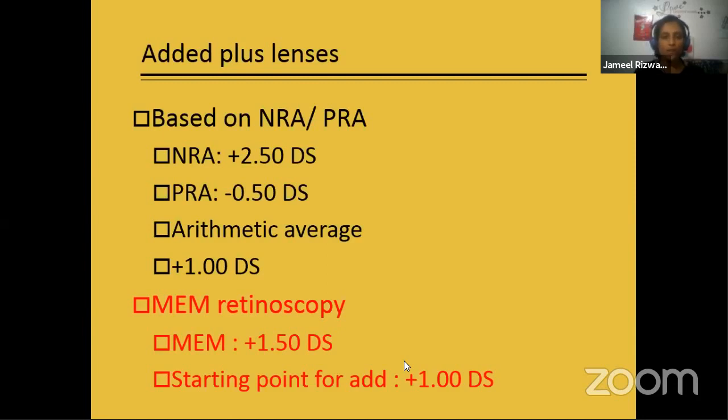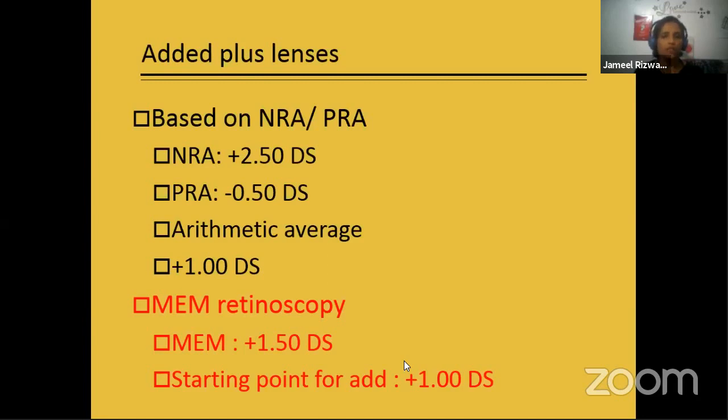There are 2 standard methods. The first is based on your NRA and PRA. As we discussed last time, NRA is your negative relative accommodation, where you put plus lenses in 0.25 diopter steps binocularly. You keep adding plus lenses binocularly until the patient reports a sustained blur at 40 centimeters. The near target is kept at 40 centimeters. The patient is looking at the near target. You keep adding plus lenses, and the patient says, stop it, I'm seeing it blurred, and you stop there.